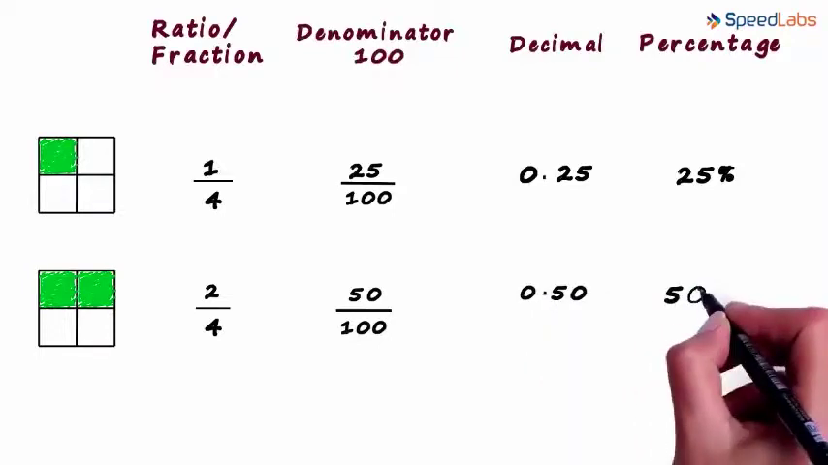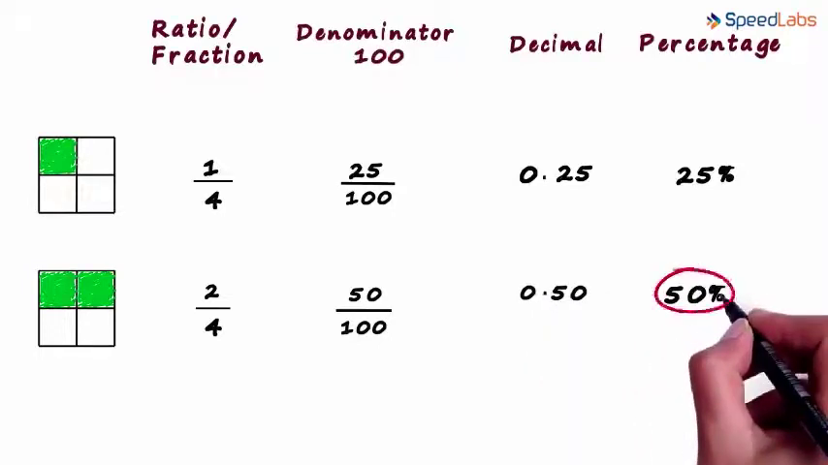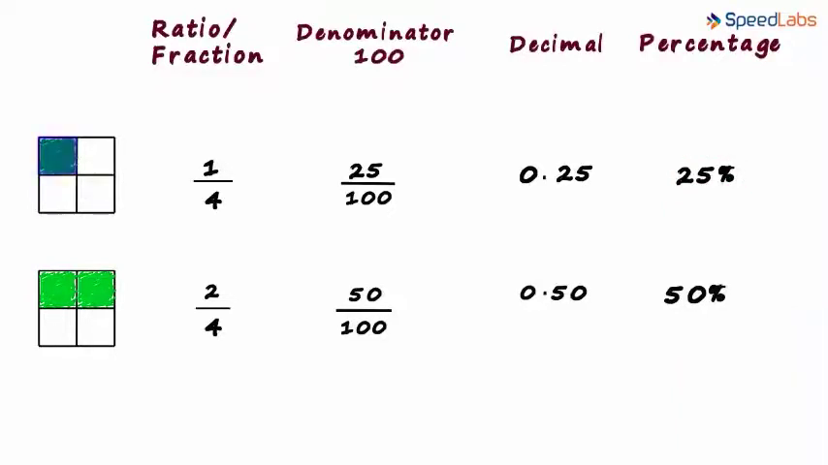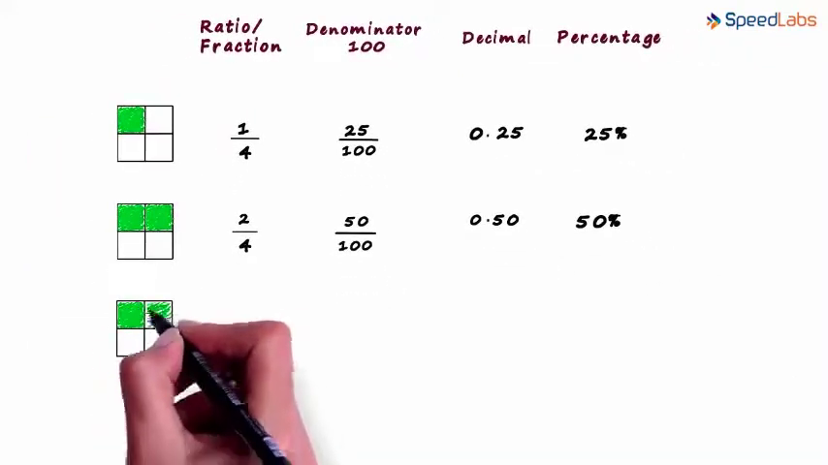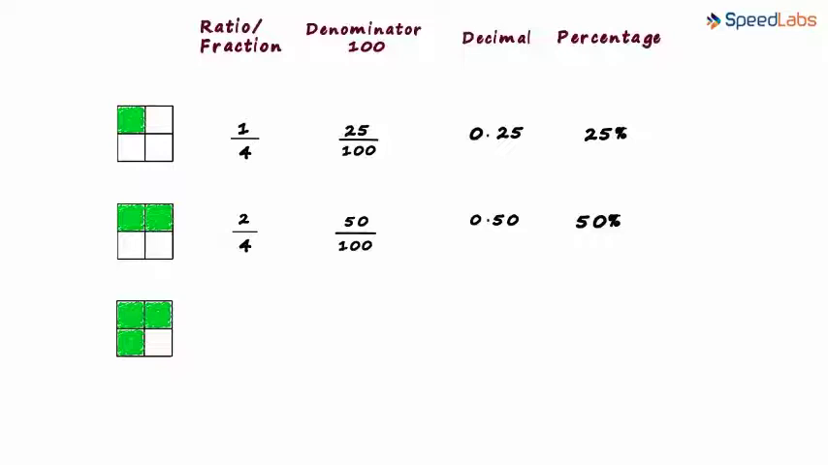This is 50%. So 50% also means half. We can see that half the square is colored. And 25% also means quarter. A quarter of the square was covered. Now let me draw the same square and color 3 parts. Try writing the answers for this case in your notebook.